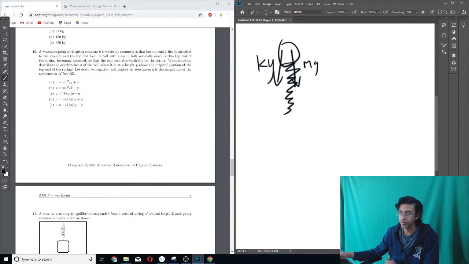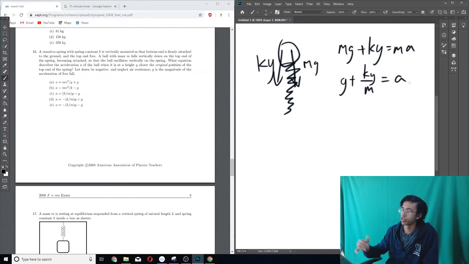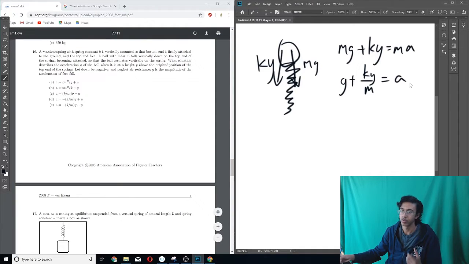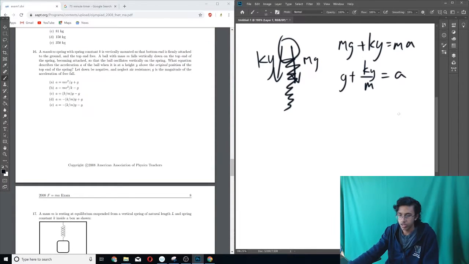So basically the net force on the ball is just mg plus ky, and that's equal to ma. If we divide by m, we get g plus ky over m. But down is negative. The force is downwards, so that means our acceleration is negative, so it's just the negative of this, which is on there. So it's E.